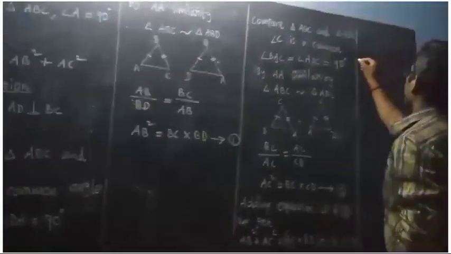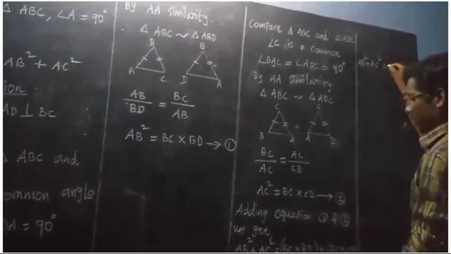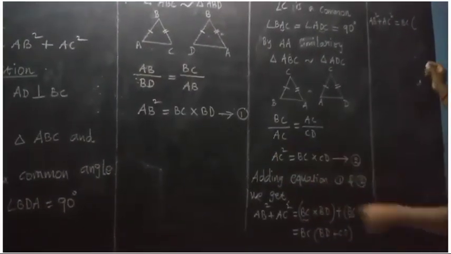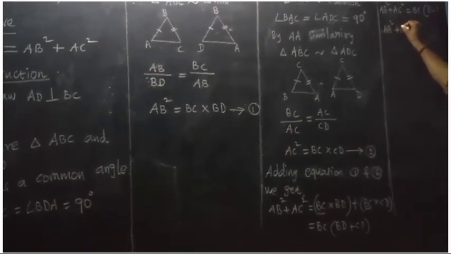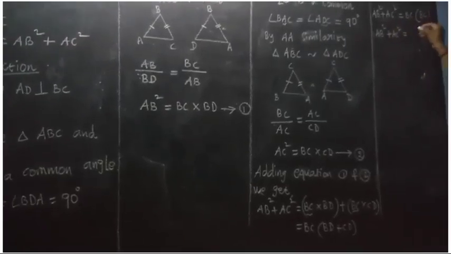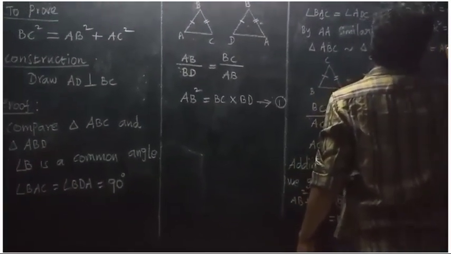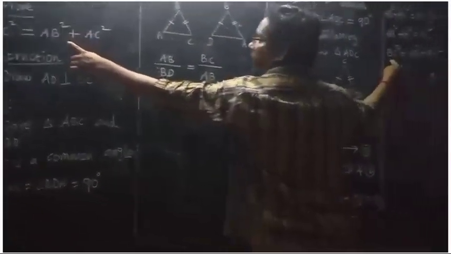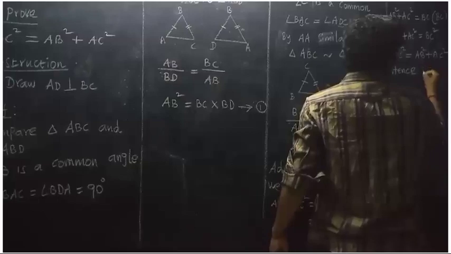Therefore, AB square plus AC square equals BC into BC, since BD plus DC equals BC. Therefore, AB square plus AC square equals BC square. That is the proof. Therefore, we change the equation: BC square equals AB square plus AC square. Hence proved. Can you understand?